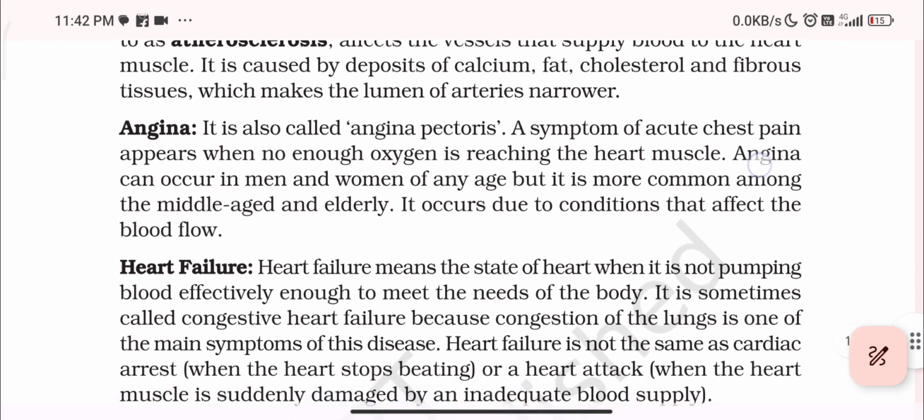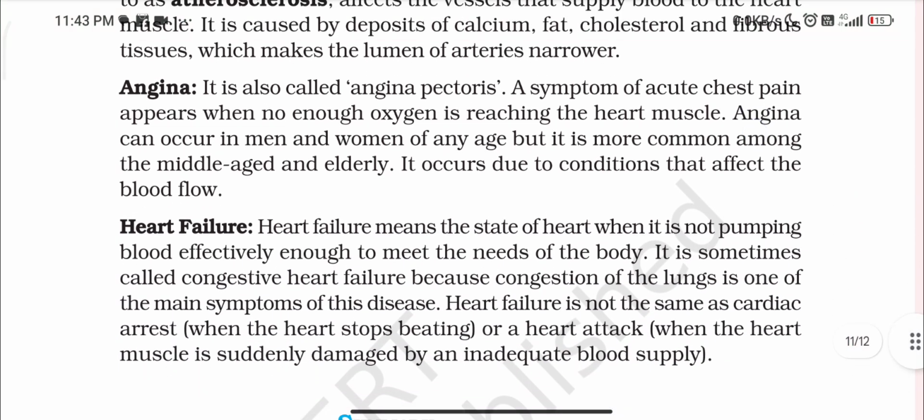अब हम पढ़ते हैं एंजीना. Angina pectoris. It is also called angina pectoris. A symptom of acute chest pain appears when not enough oxygen is reaching the heart muscle. Angina can occur in men and women of any age, but it is more common among the middle aged and elderly. It occurs due to conditions that affect the blood flow.